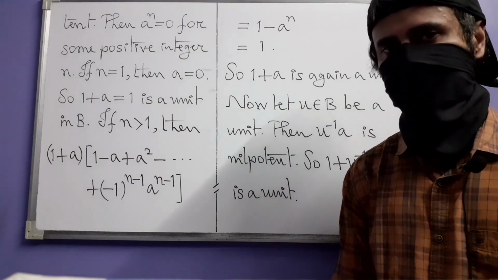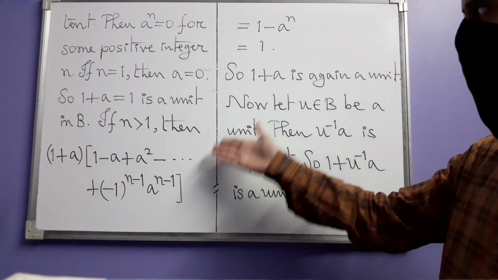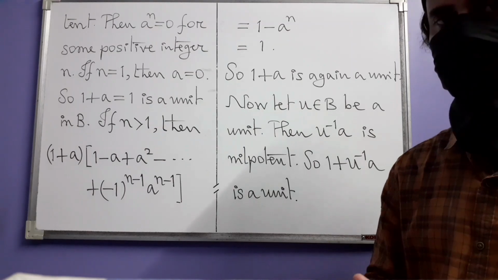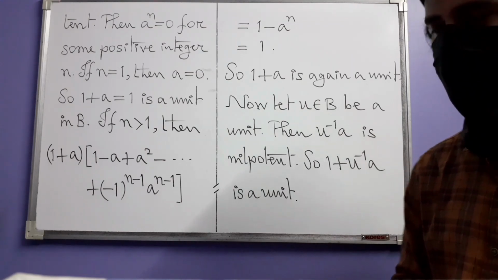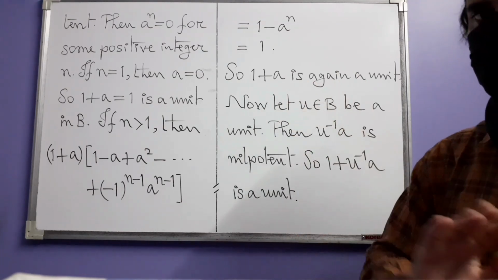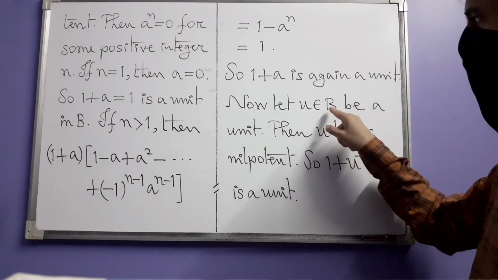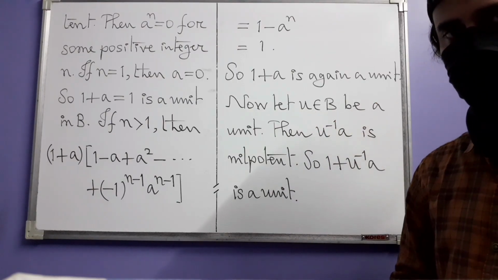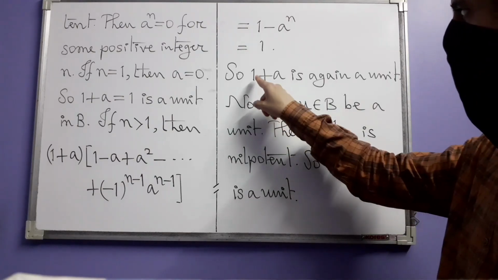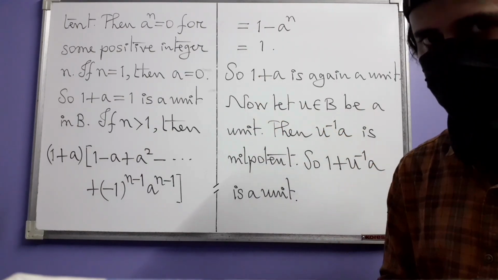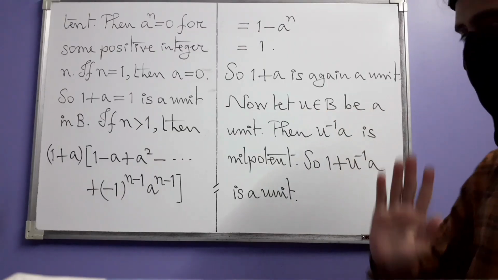Next, what we do, we use this freshly proven fact that the identity element plus a nilpotent element is a unit to extend this itself. This time we are choosing any unit u in the ring B. u is any unit, just like this identity element is a special element, but after all it's also a unit. This time we are taking any unit u in B.